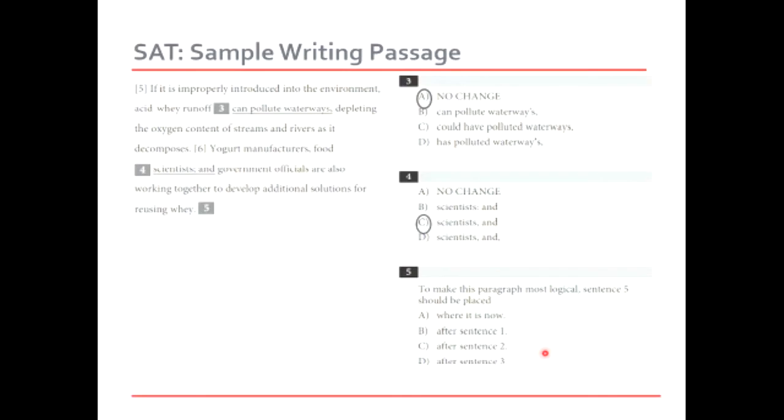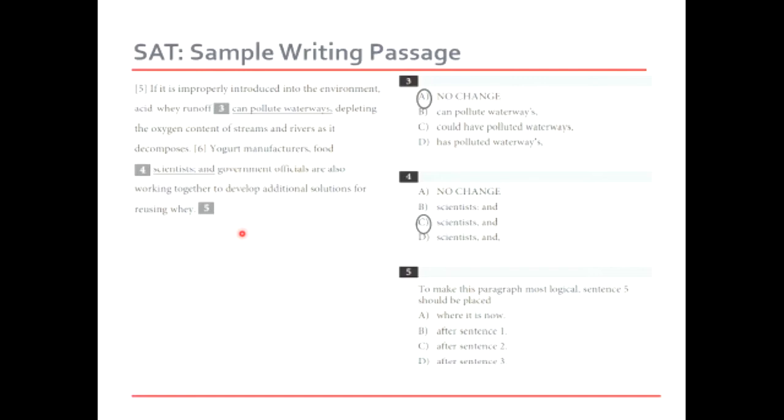Now, question number 5. To make this paragraph most logical, sentence 5 should be placed. Let's see what this paragraph is all about, and then let's see what sentence 5 is all about. So the paragraph begins with this. If it is improperly introduced into the environment, acid whey runoff can pollute waterways, depleting the oxygen content of streams and rivers as it decomposes. Yogurt manufacturers, food scientists, and government officials are also working together to develop additional solutions for reusing whey.